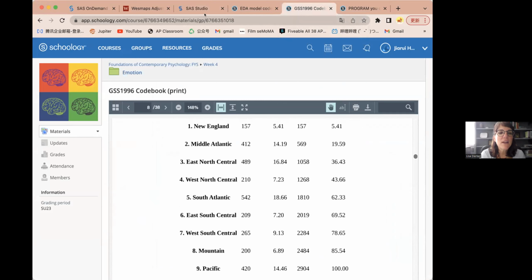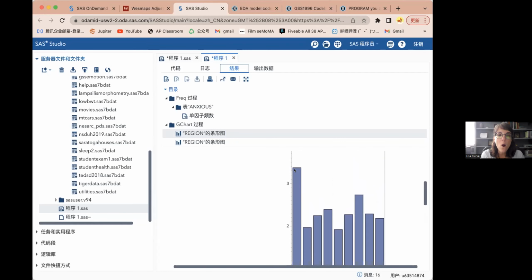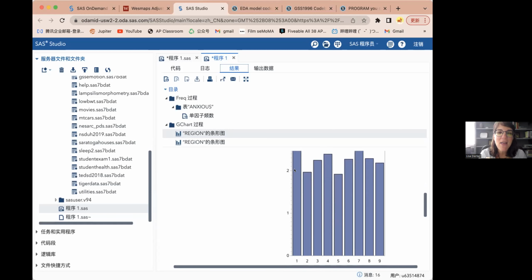And then let me see your graph again. New England versus... So it looks like the highest, and this is anxiety. The highest anxiety groups are 1 and 4. Oh gosh, 1 is really high. Then the next two high are like 4 and 7. Let's go back to your code and look at those. So 1, 4, and 7.